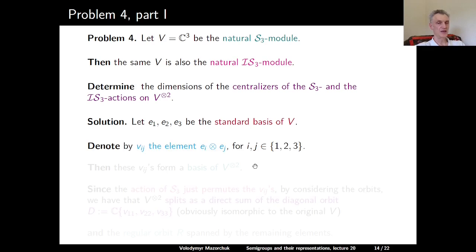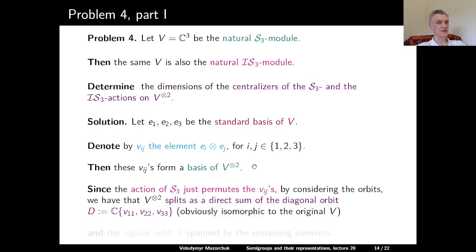Let us denote by Vij the elements Ei tensor Ej, where i and j are elements in the set 1, 2, 3. Then these Vij's form a basis of V to the tensor power 2. That's a module of dimension 3 times 3, which is 9. Since the action of S3 just permutes the Vij's, we can consider the orbits of the action of S3 on these basis elements and this will give us some decomposition of our module into a direct sum of submodules.